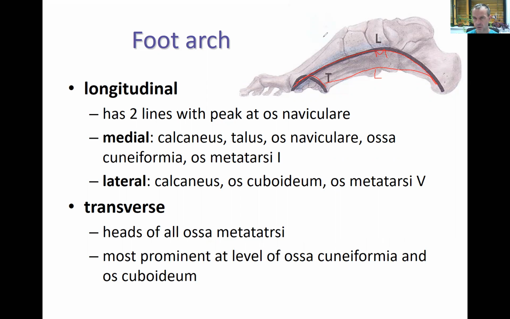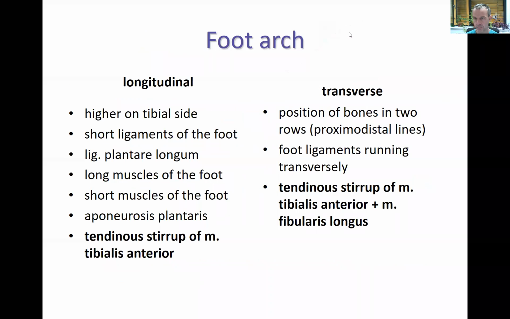But this would not hold without supporting structures. So which are the supporting structures? The supporting structures are all the ligaments between the adjacent bones: talonavicular, calcaneocuboid, and so on, on both sides, dorsal and plantar, and interosseous as well. We have one long ligament, the long plantar ligament, which is stretched between the calcaneus and the bases of metatarsal bones. Then we have short muscles of foot.